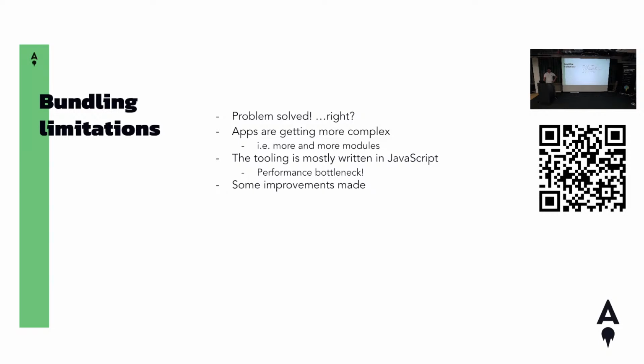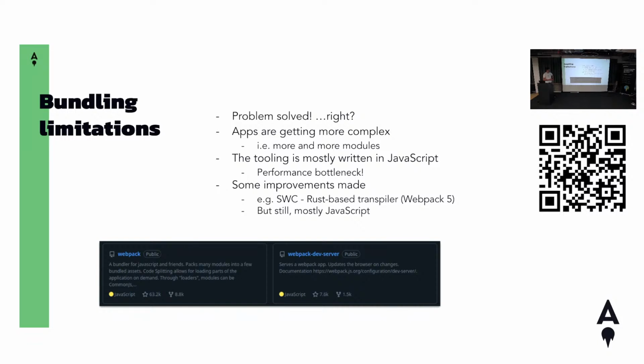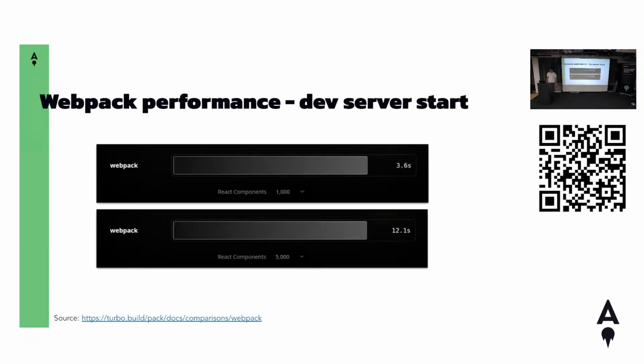So over time, we made some improvements. For example, we've started using SWC, Speedy Web Compiler, which is a Rust-based transpiler, and you can use it as part of Webpack 5. But still, the tooling was mostly JavaScript, so we were a bit stuck there. And just to prove my point, this is the Webpack repository, which, again, GitHub shows the most common language, so that's JavaScript. And it started to cause some problems, let's say.